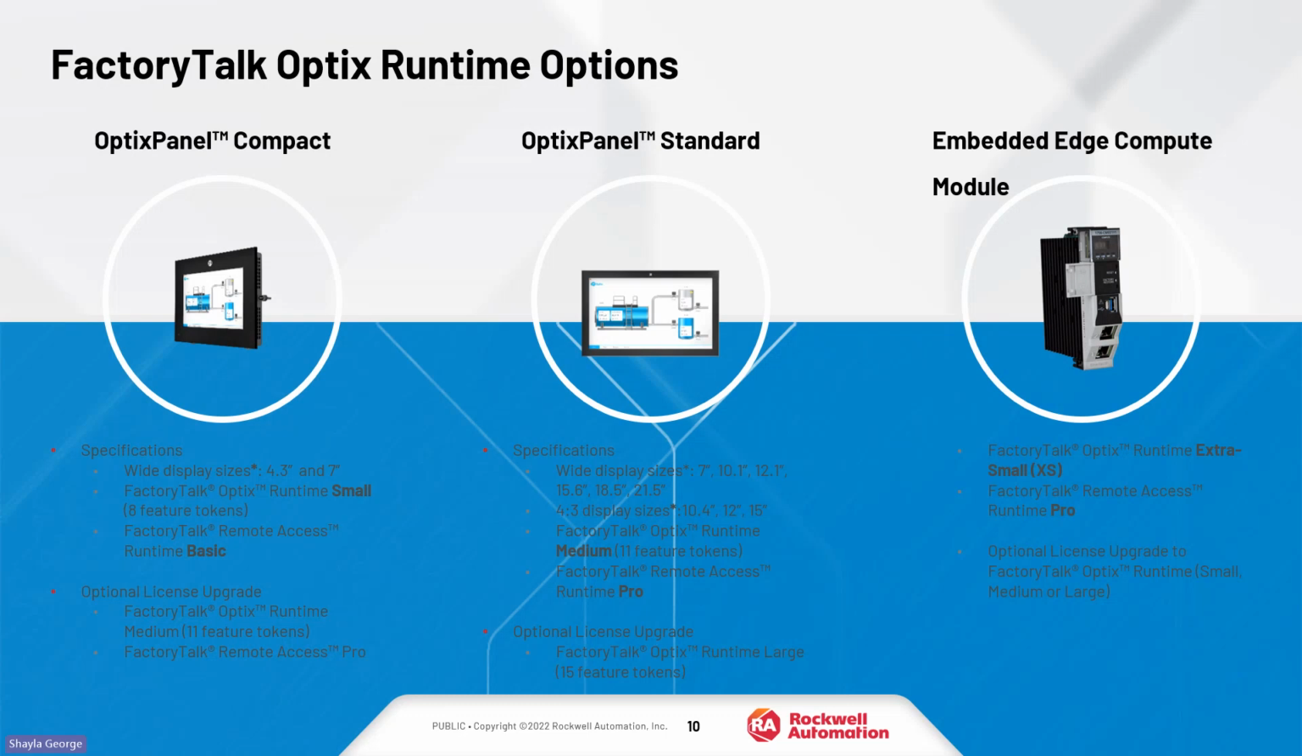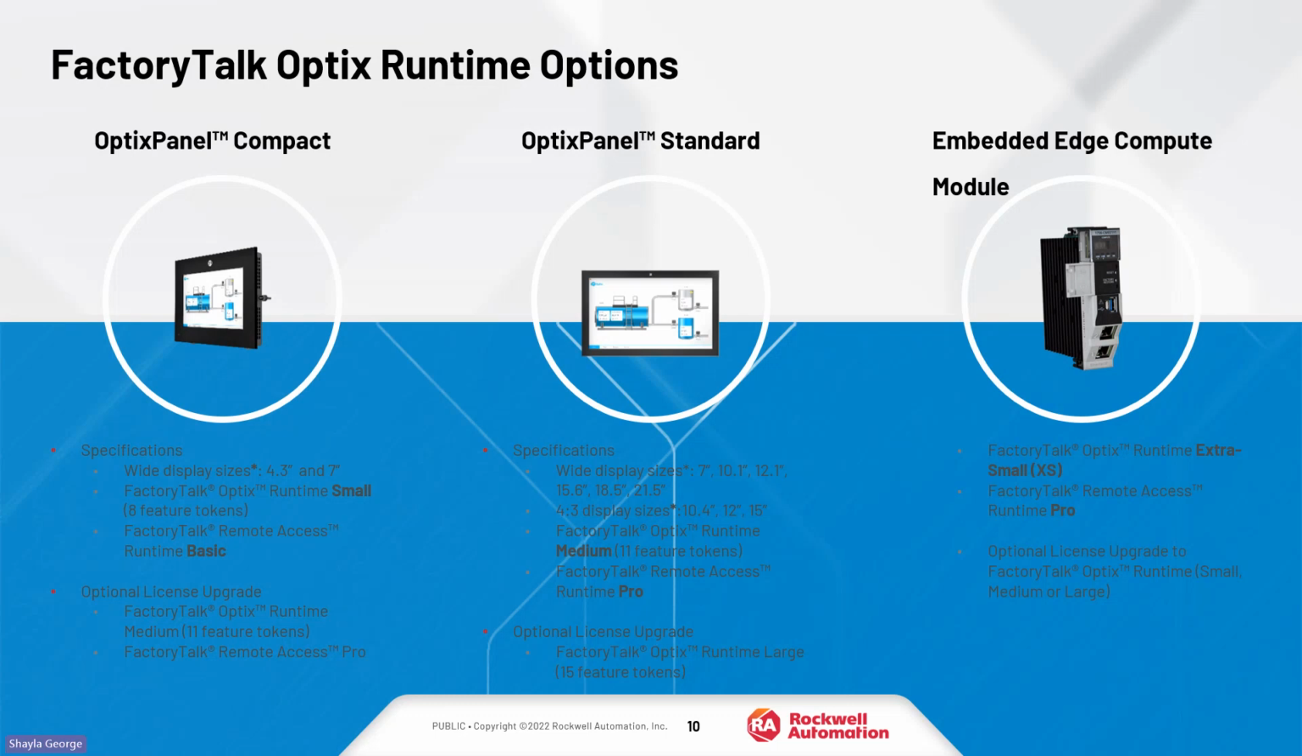And with your Optix standard panel, there's a little bit more of a range as far as sizes. They range from 7-inch all the way up to 21.5-inch. This particular panel comes pre-configured and ready for a medium-sized runtime, but you can upgrade it to a large.